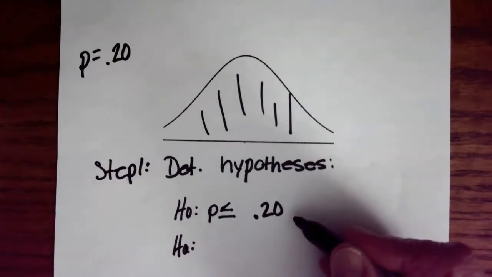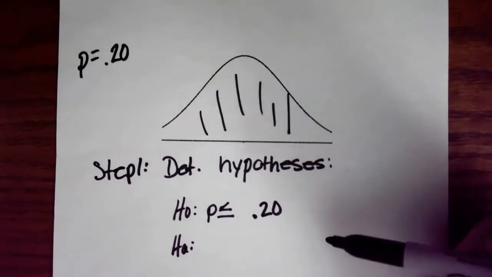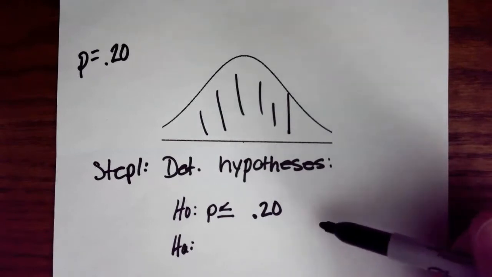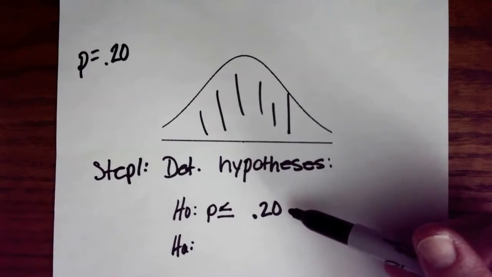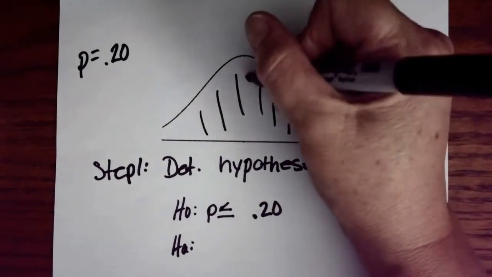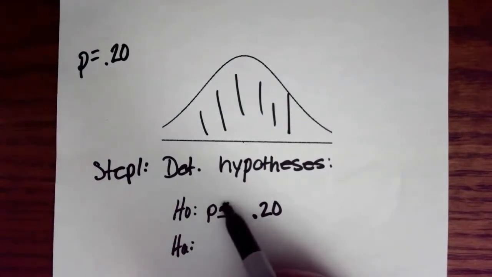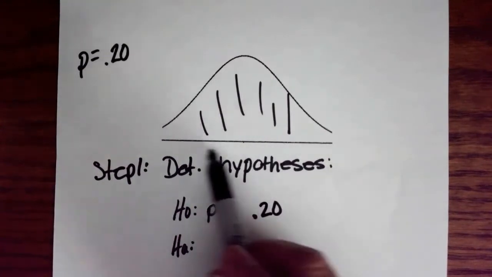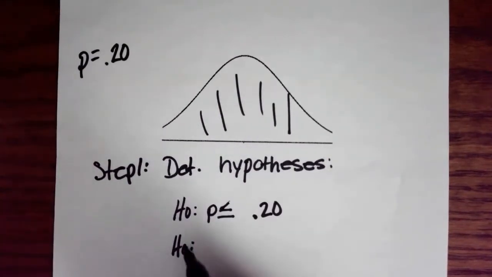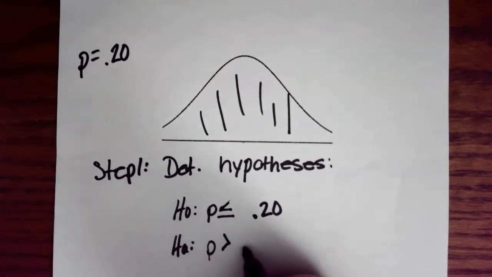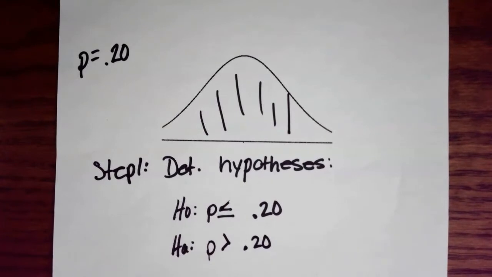We have to assume that the promotion did not increase the number of female golfers unless we have overwhelming evidence that indicates that we can reject the null hypothesis. So this area right here is the null hypothesis, and it's represented by less than or equal to. It's this area under the curve. The alternative hypothesis is going to be written as greater than 0.20. So that's step one.